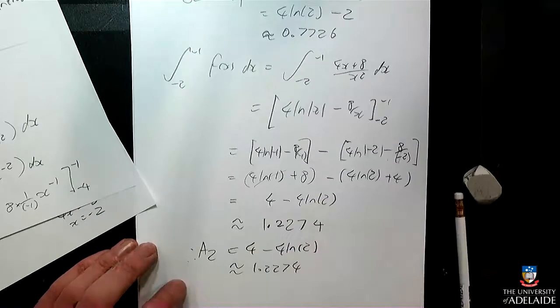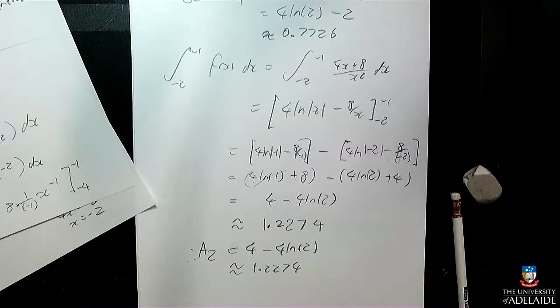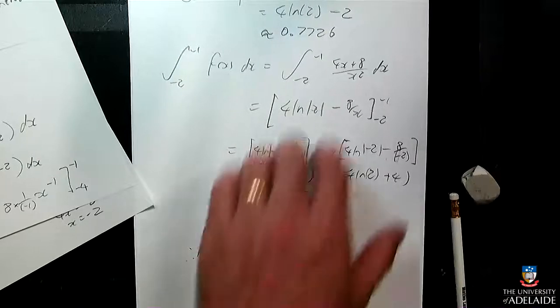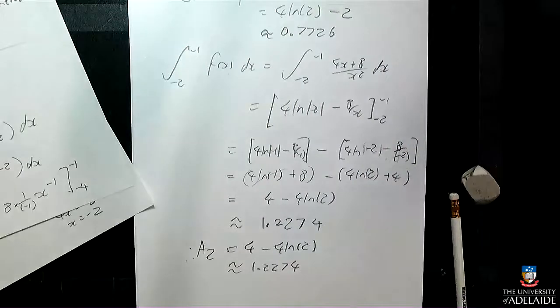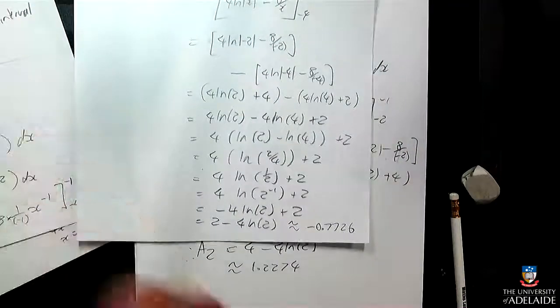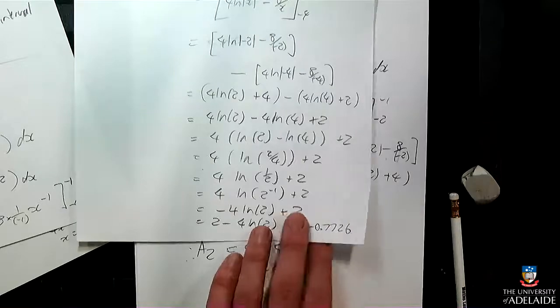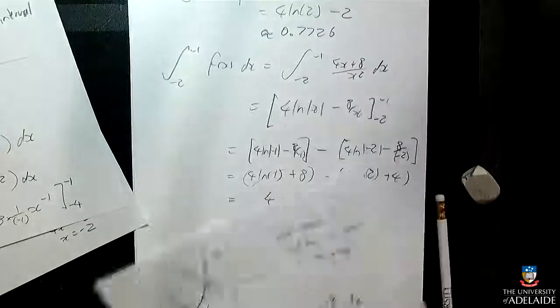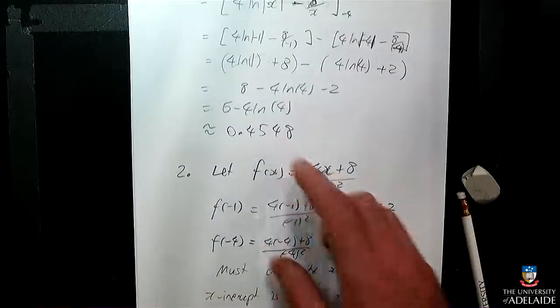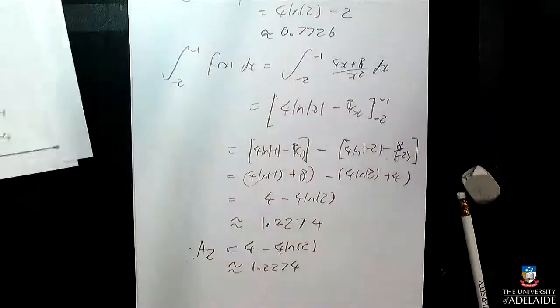And just to check that we've got this right, area 2, which is the positive area, plus the negative area over there should be the total area that I had before. So just let me check this. 1.2274 minus 0.7726 is 0.4548, which is the answer we got before. Okay, cool. It's working correctly.